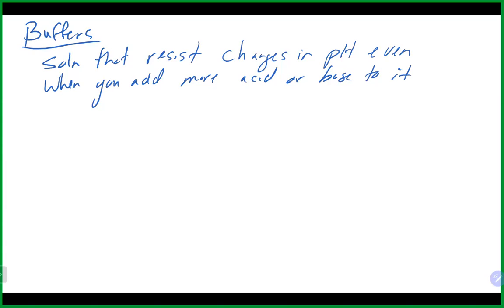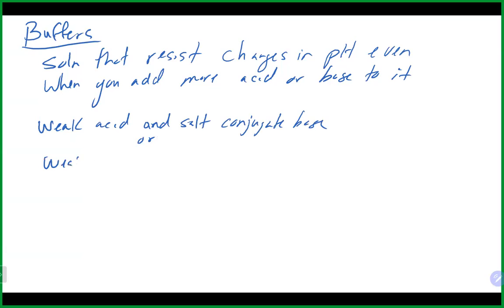The reason it's able to do that is because it's able to have two things in there. It needs to be either a weak acid and the salt of its conjugate base, or it can be a weak base and the salt of its conjugate acid. You cannot have a buffer that is made up of a strong acid or a strong base, and that is because it will not set up an equilibrium. So a weak acid and a weak base are weak electrolytes, which means they will be able to keep both of those things in the solution to begin with.